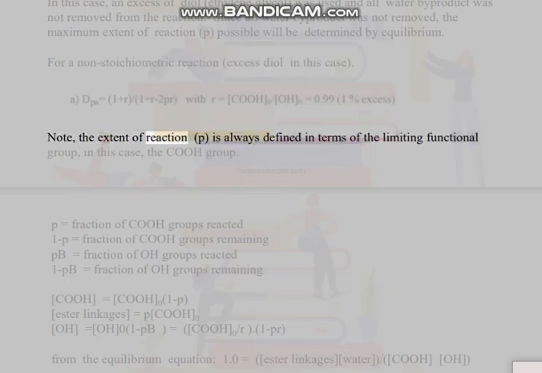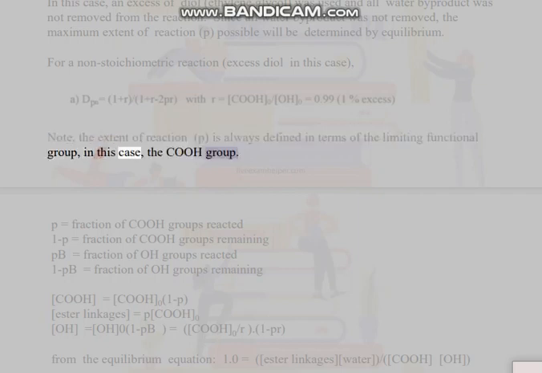Note, the extent of reaction, p, is always defined in terms of the limiting functional group, in this case, the acid group. p is equal to the fraction of acid groups reacted, 1 minus p is equal to the fraction of acid groups remaining, pB is equal to the fraction of OH groups reacted, 1 minus pB is equal to the fraction of OH groups remaining. A is equal to A0 (1 minus p), ester linkages is equal to p A0, B is equal to B0 (1 minus pB) is equal to A0 r (1 minus p r).